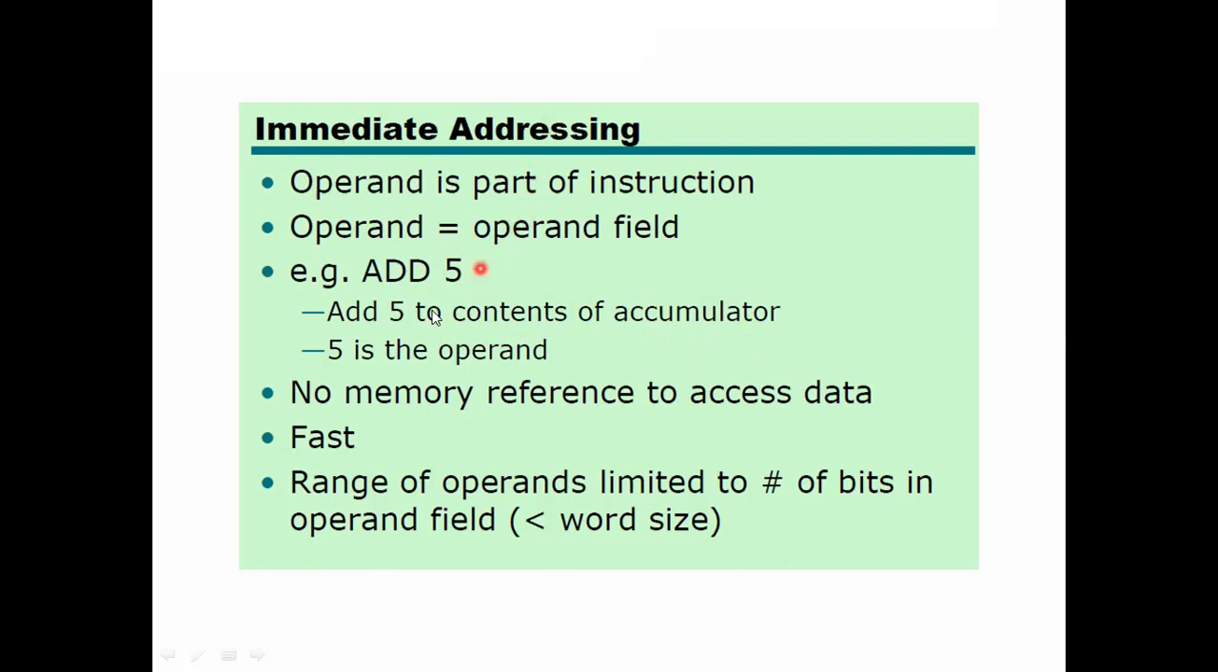Here there is no memory reference to access data. That's why this is very fast. Directly some constant is given, so there is no need to search for the data. Here we gave the data directly in the instruction itself, so there is no necessity to go anywhere else to search for it. This immediate addressing mode is very fast.